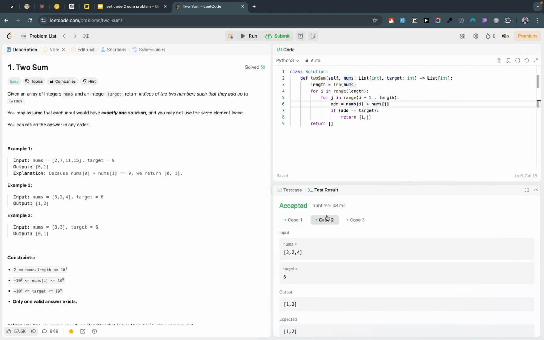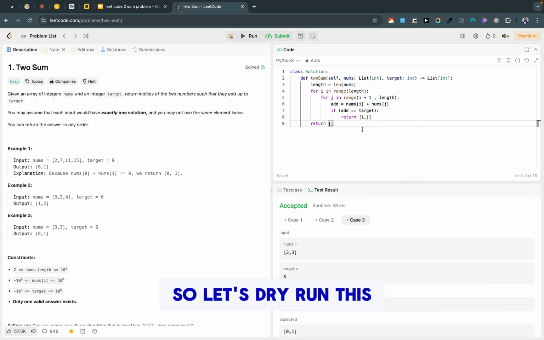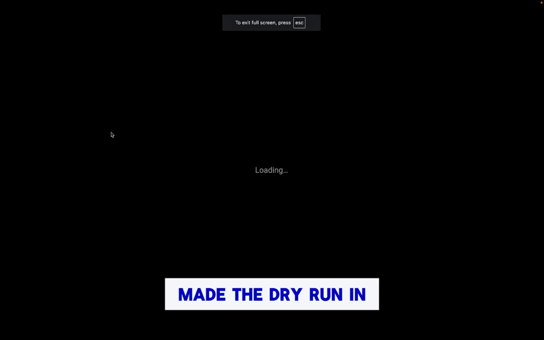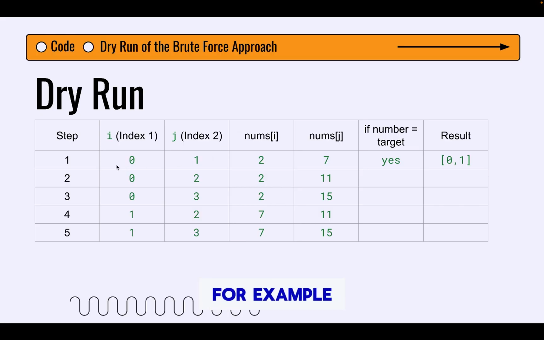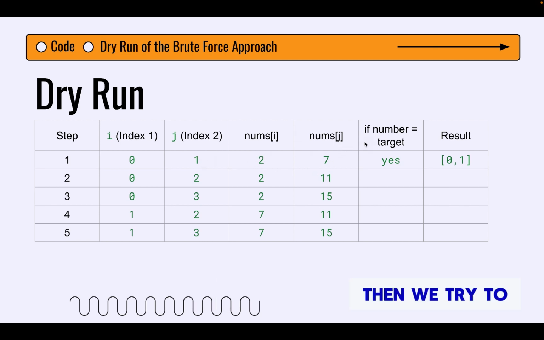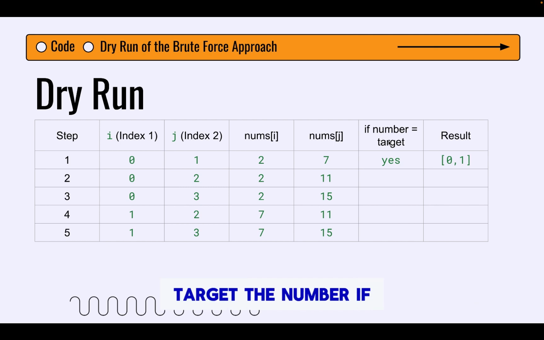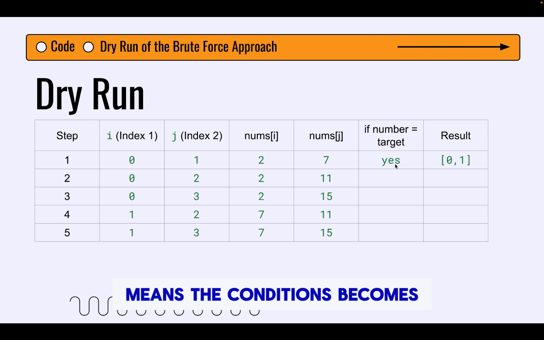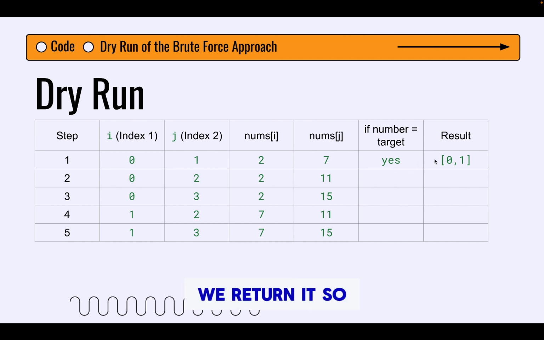Oh, it works, all the cases are working. So let's dry run this once. So here I also made the dry run. For example, first we started with i on 0 and index j on 1, and we get 2 and 7. Then we check against the target number. If yes, the condition becomes true, we return it. So this was the case where we directly find the numbers we are looking for.